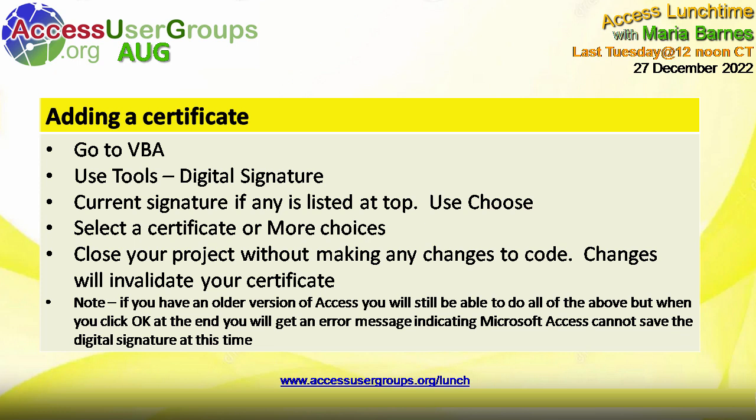Maria? Yeah. Can I just say, because I kept getting it wrong when I first tried this, not only don't make any code changes after signing the project, don't click the save button after doing it, because if you click the save button, it automatically invalidates the signature, even if you've not done anything at all. Good, very good point. So even if you haven't actually made a change, hitting the save icon in the VBA window will invalidate it. Shouldn't you compile first also?